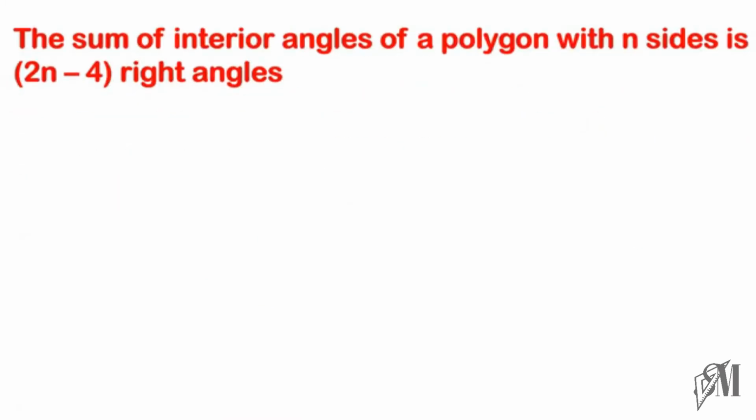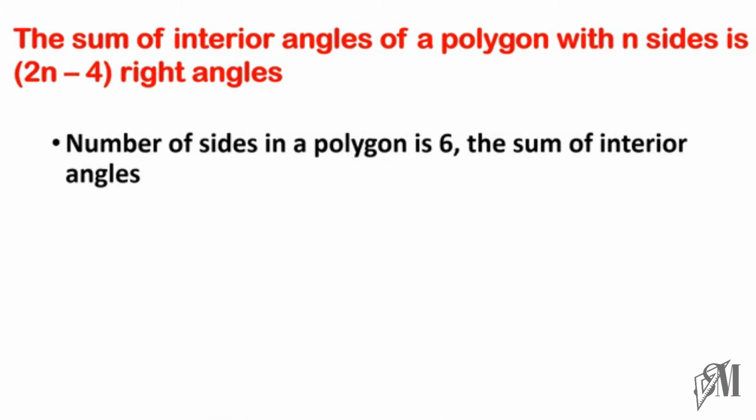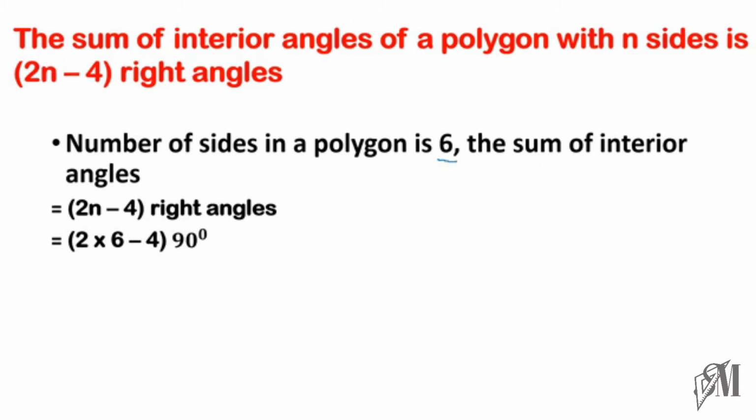An equation is given. The sum of interior angles of a polygon with n sides is equal to 2n minus 4 into right angles. Now look here. The number of sides in a polygon is 6. The sum of interior angles is what? So we know the equation, that is equal to 2n minus 4 times right angle. So let's substitute. Instead of n, it tells there are 6 sides, so instead of n, we put 6. 2 into 6 minus 4 times 90.